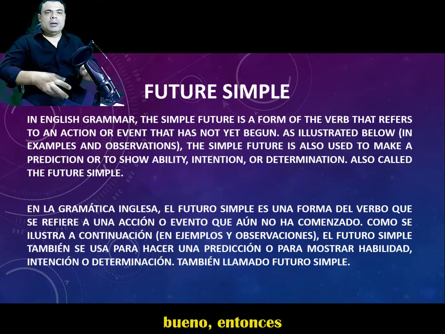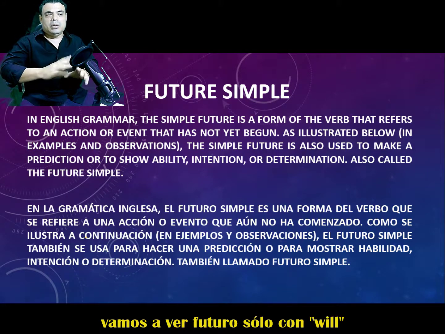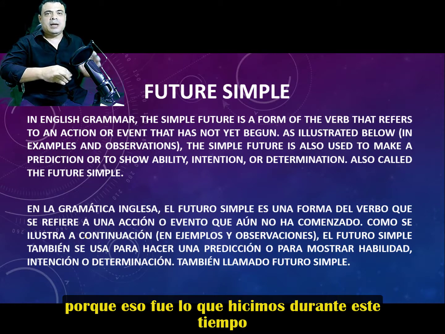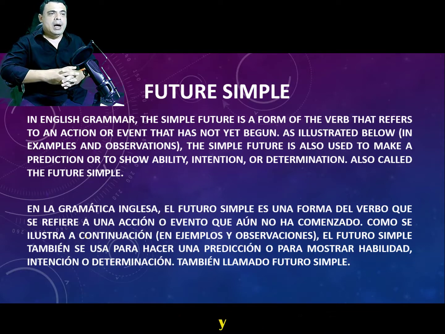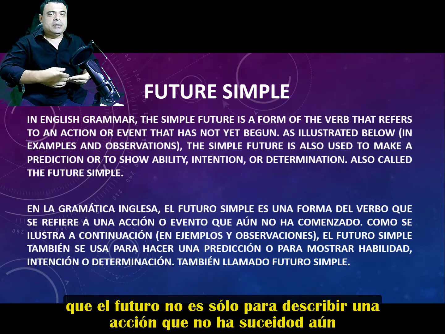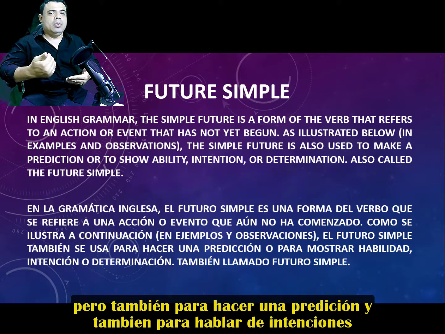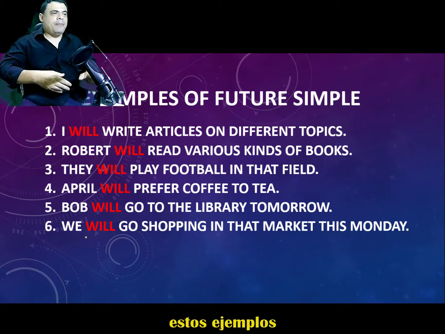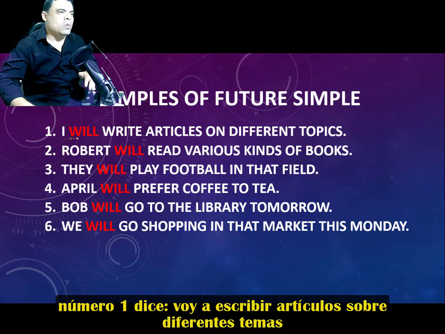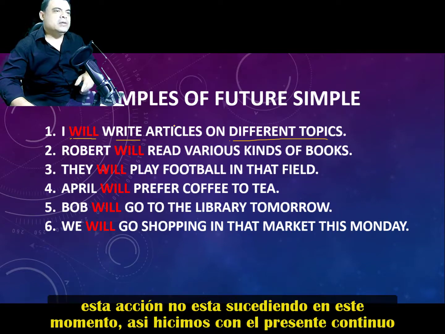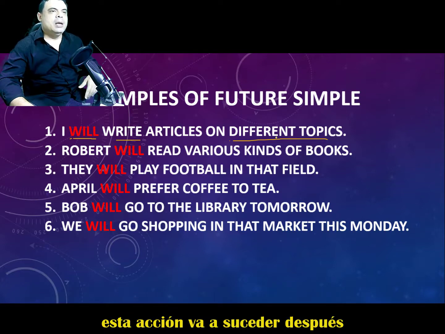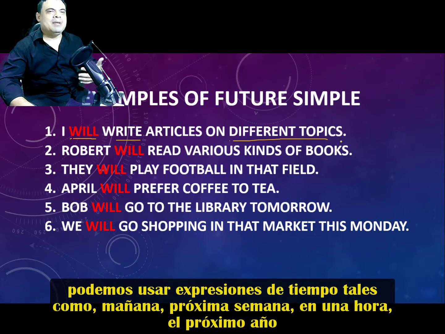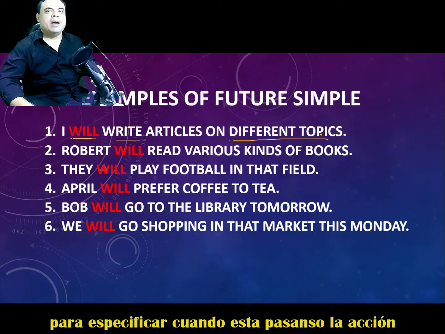Okay, so we're going to see future with will, only with that, because that's what we did during this time, because it was the easiest thing to see. Remember that future is not only to describe an action that hasn't happened yet or to make a prediction, it is also for intentions. So let's check that. Examples here. Number 1, they say, I will write articles on different topics. So this action is not happening now like we did with the present continuous. This action is happening later. We can use a time expression like tomorrow, next week, in 1 hour, next year, etc. to specify when the action is happening.